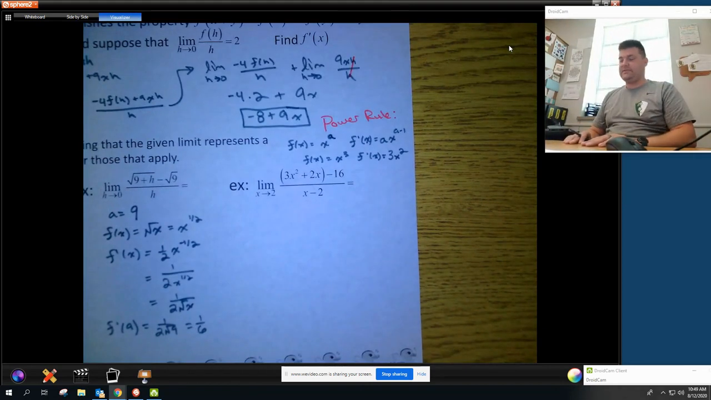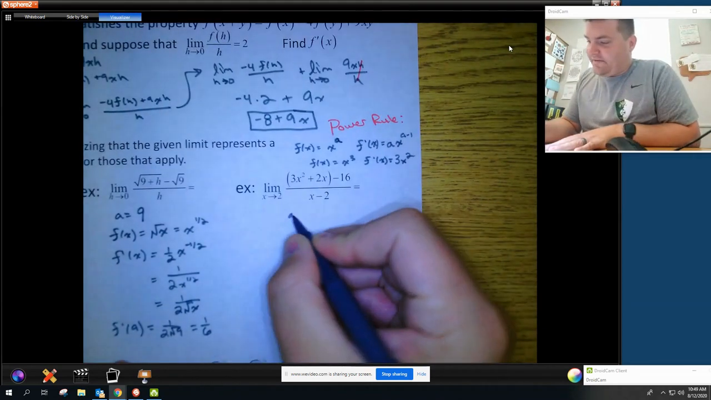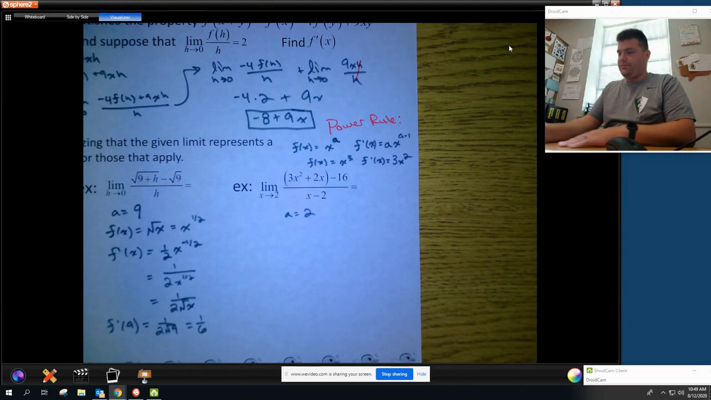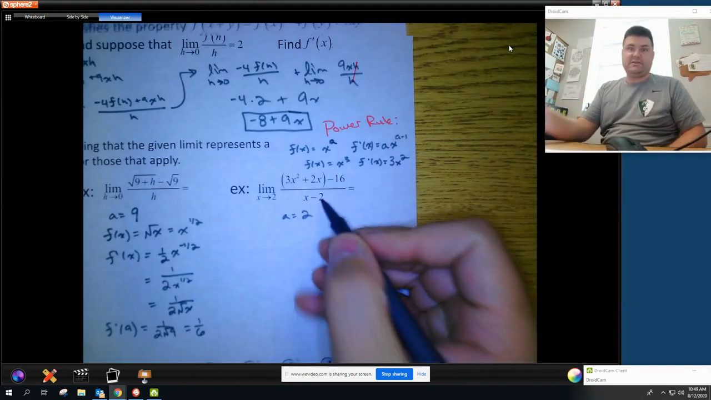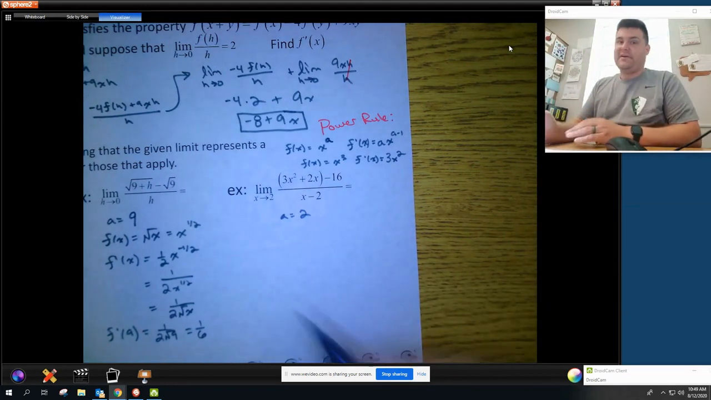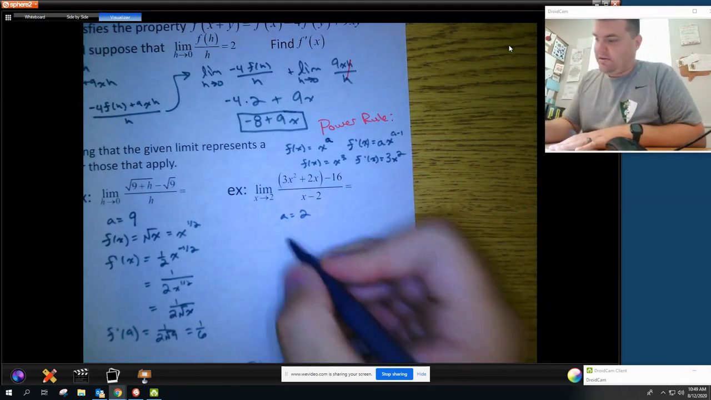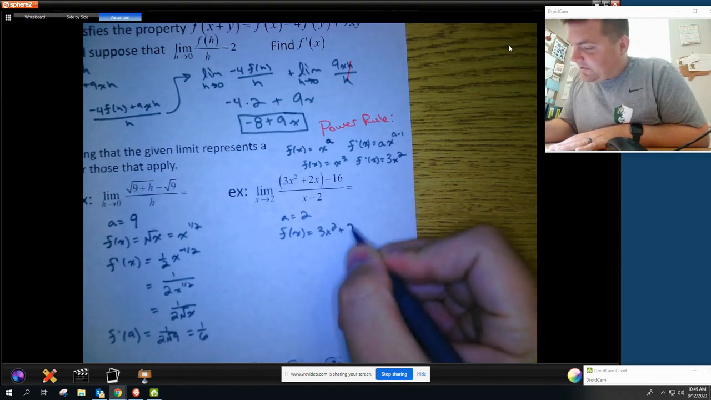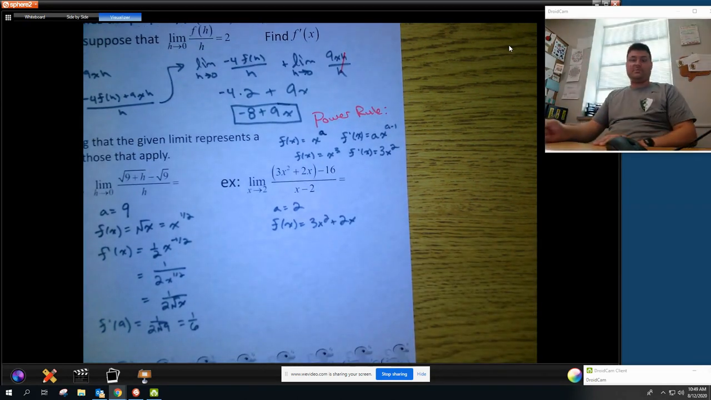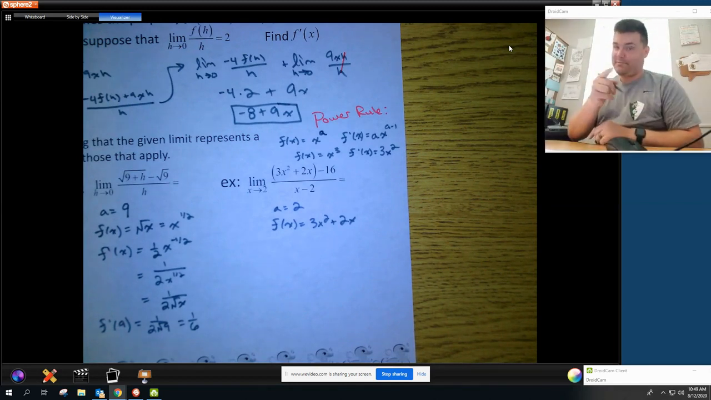All right. This one looks like a difference quotient. Very obvious that a is going to be 2. Difference quotients are super nice because the a is super obvious because it's always going to be x minus something, right? So it's 2. The function, also easy. It's in the beginning. So the function is going to be 3x squared plus 2x. Okay, so I'm going to take the derivative of that guy, plug in 2.